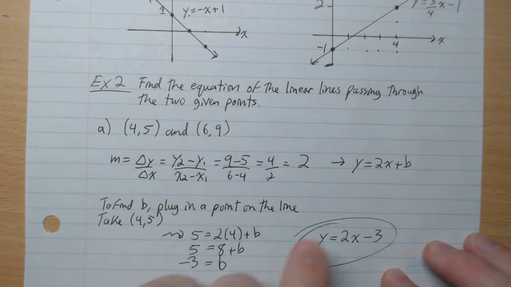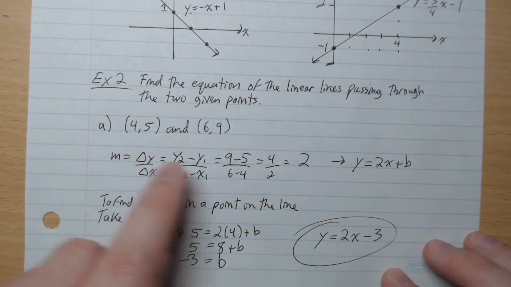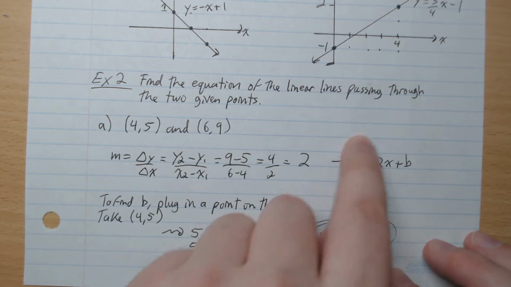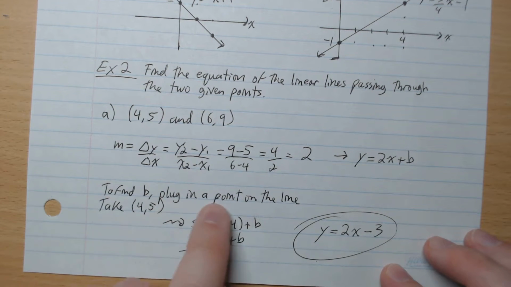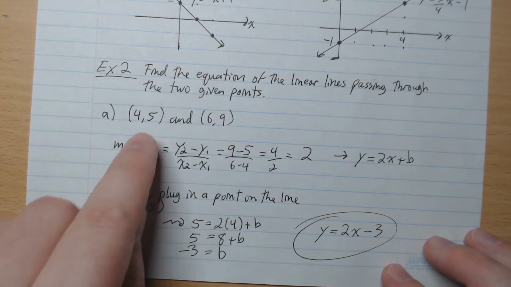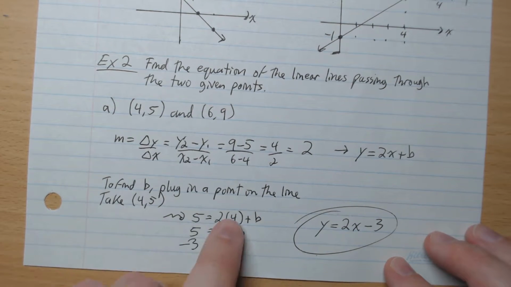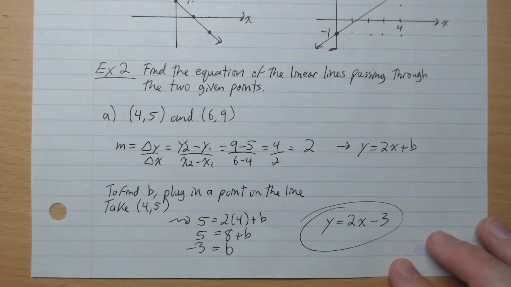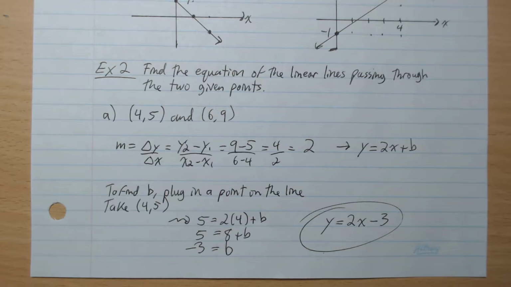So we know that the equation is going to be y equals 2x plus some b, right? We know that m is 2, so we update our equation like that. And so to find b, we plug in a point on the line. And so let's take 4, 5 because it's smaller. So we plug in x equals 4 and y equals 5. We do the algebra and we get b equals negative 3. And so that is the equation of our line, y equals 2x minus 3, like that.